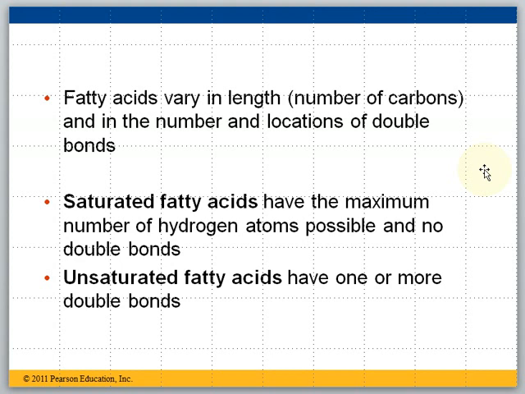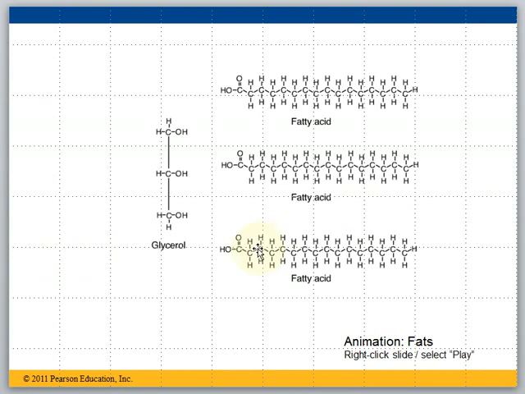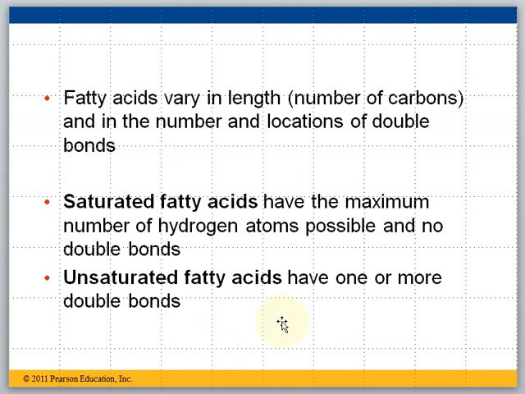Saturated fatty acids have the maximum number of hydrogen atoms possible and no double bonds. So if we go back to this picture, this would be the creation of a saturated fatty acid if we're looking at these three fatty acids in the glycerol. Because notice, every carbon is filled with hydrogens and there are no double bonds between any of the carbons. We would call this a saturated fatty acid. That molecule is saturated with hydrogen atoms. It can't take any more.